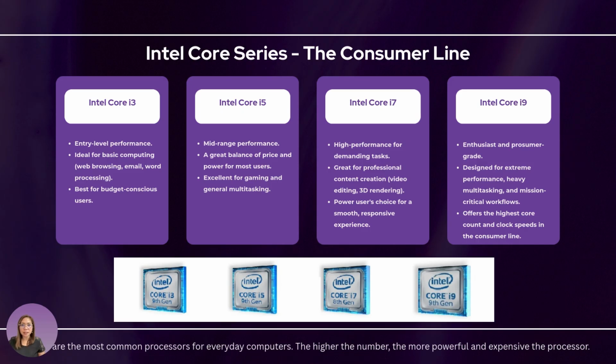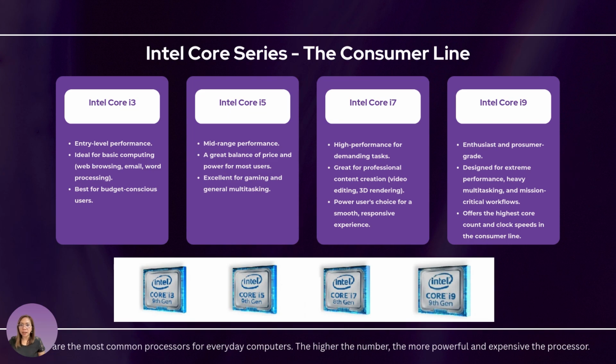So next is the Intel Core i7, our high performance chip. So this is for the power users and those that have demanding jobs, like content creators. So, if you're into heavy video editing, advanced photo manipulation, or 3D rendering, the i7 provides the smooth, responsive experience you need.